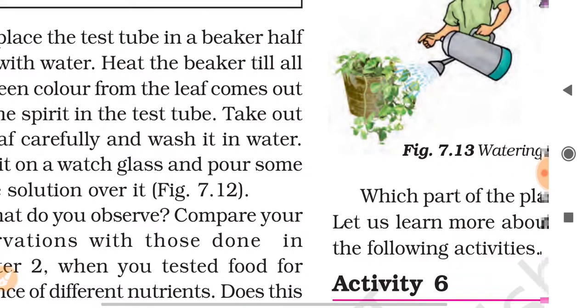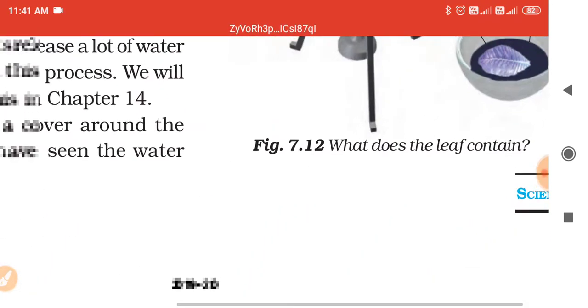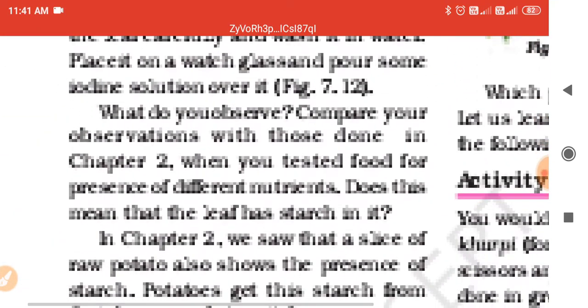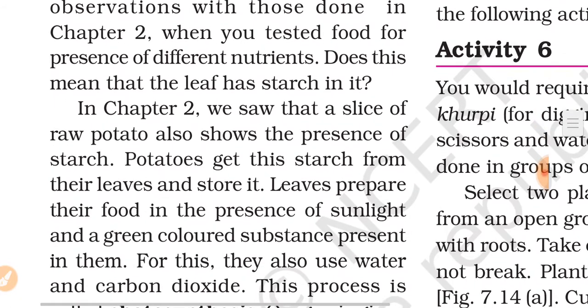As we have seen in the figure already, this one. What do you observe? Compare your observations with those done in chapter 2 when you tested food for the presence of different nutrients. This is the same as the iodine test. Does this mean that the leaf has starch in it? Yes. In chapter 2 we showed that a slice of raw potato also shows the presence of starch.